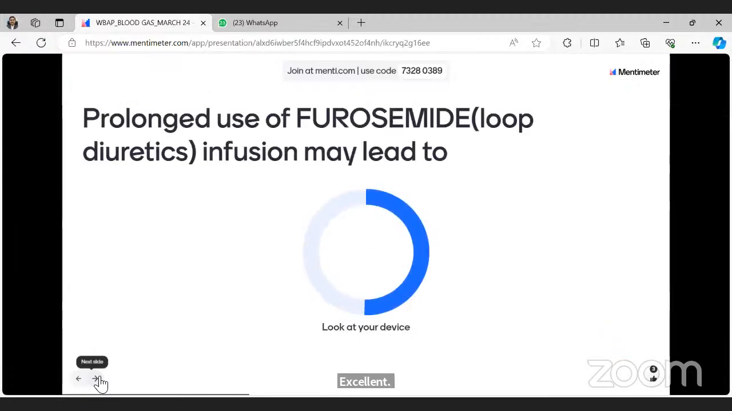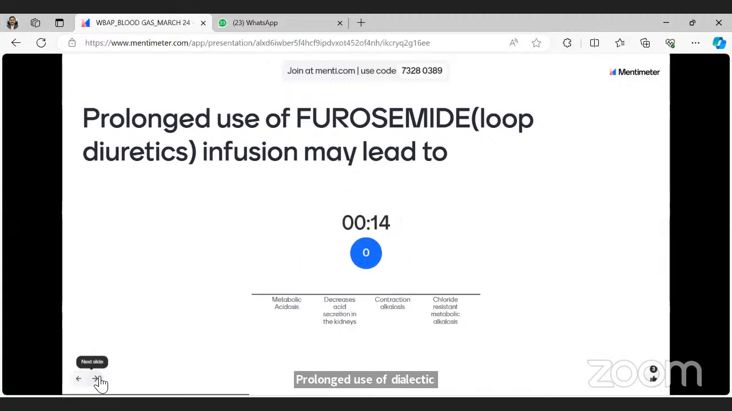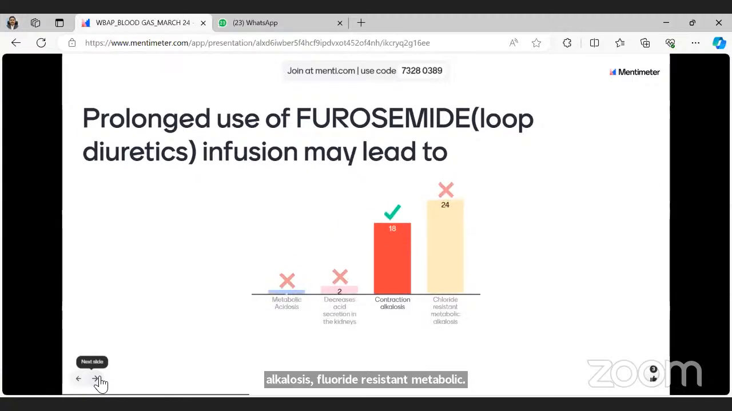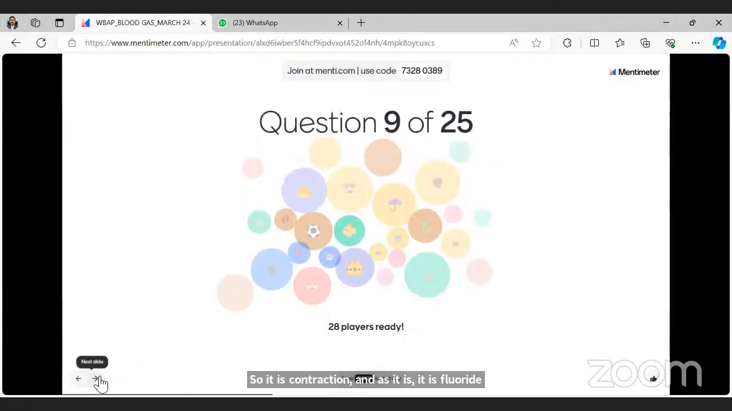Prolonged use of diuretics infusion may lead to: metabolic acidosis, decreased acid secretion, contraction alkalosis, chloride resistant metabolic alkalosis. So it is contraction alkalosis. It is chloride responsive metabolic alkalosis because volume can correct it.